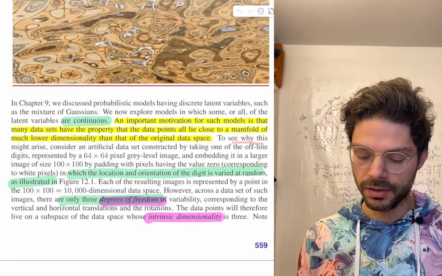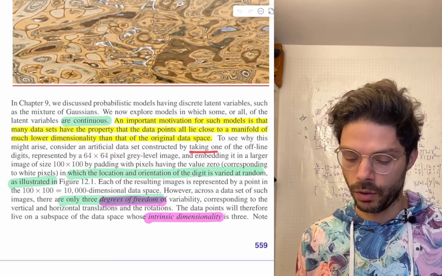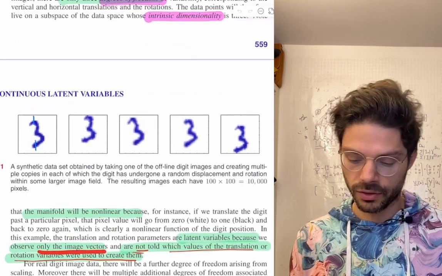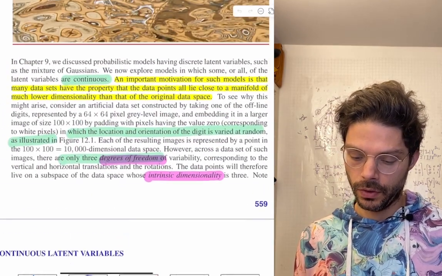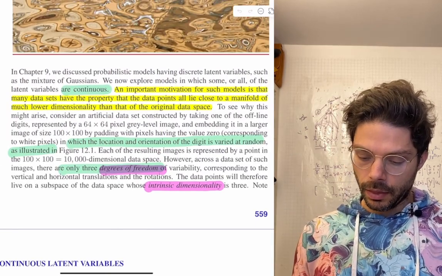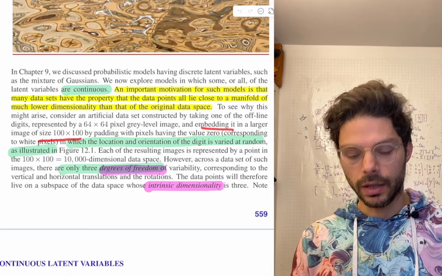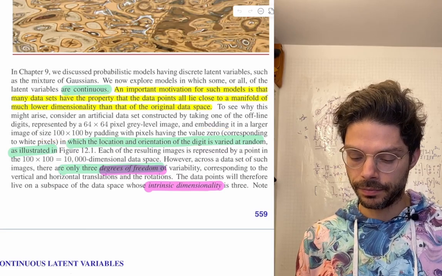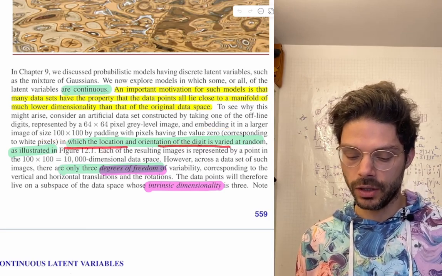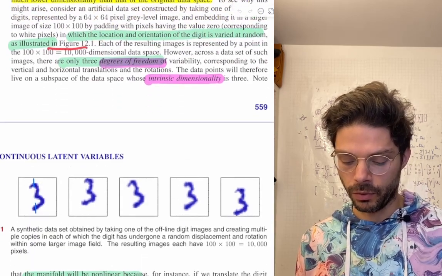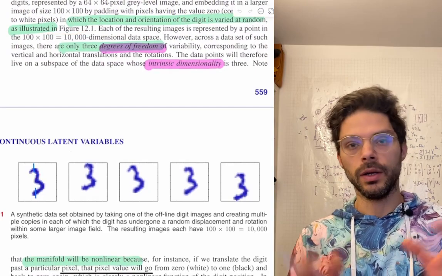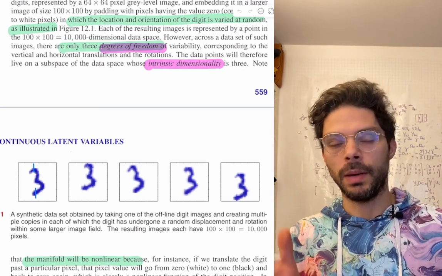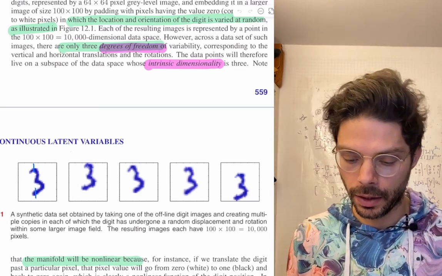To see why this might arise, consider an artificial data set constructed by taking one of the offline digits, represented by a 64 by 64 pixel gray level. So let's just imagine one of these. Let's say embedding it in a larger image, of size 100 by 100 by padding pixels, and then in which the location and orientation of the digit is varied at random, as illustrated in figure 2.12.1. So we're going to generate this and then just move it around, just like it might happen with real digits. Maybe the paper was rotated, the camera wasn't quite aligned, things like this.